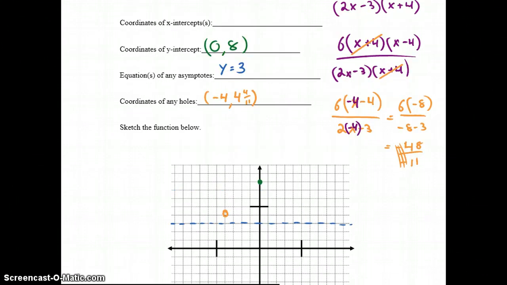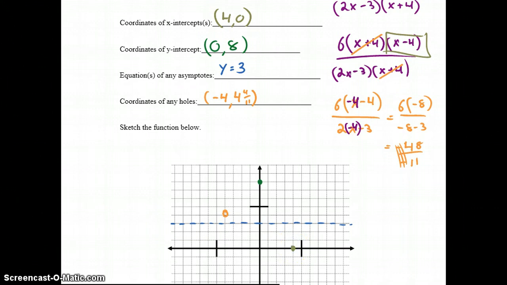Now, I get something else from this. I can see exactly where my x-intercept is. I've got an x-intercept at 4. That is when the numerator equals 0. So I've got the point 4, 0 in this. Let's put that in as a point.